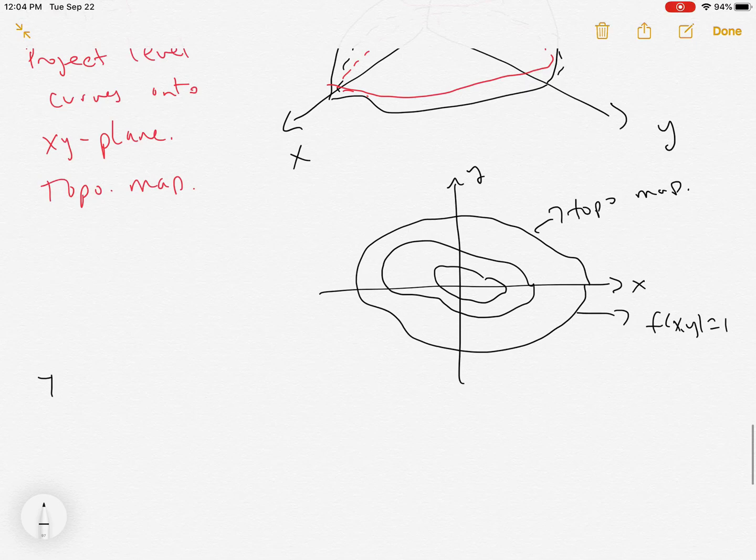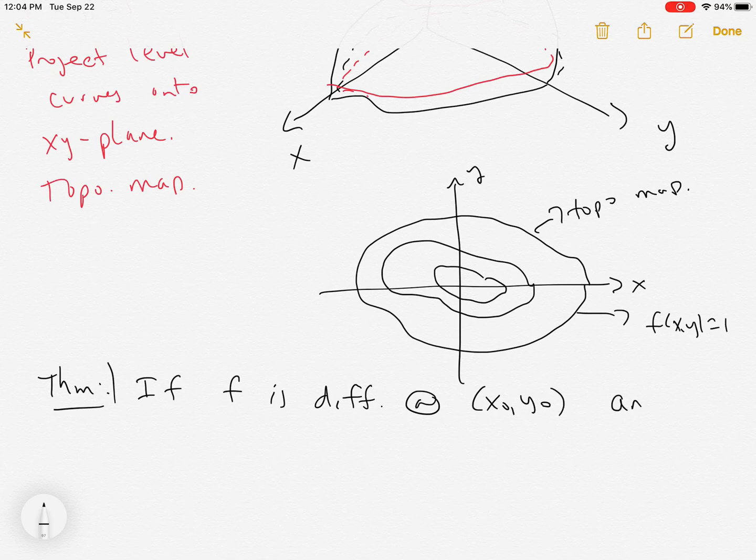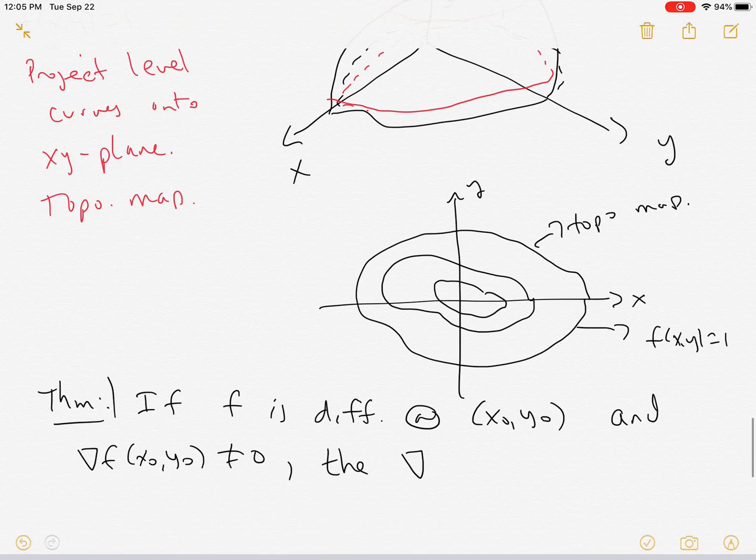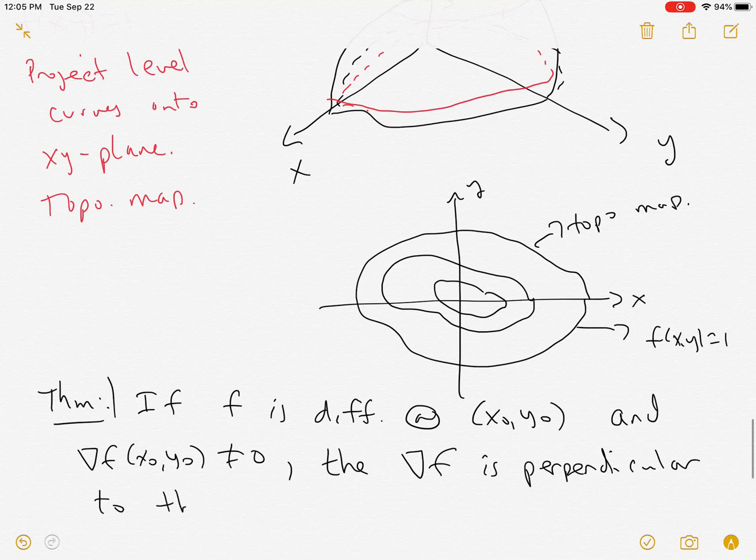Here's another theorem, a favorite of mine. If f is differentiable at some point x naught, y naught, and the gradient at that point is non-zero, then the gradient of f is perpendicular to the level curve of f through x naught, y naught.